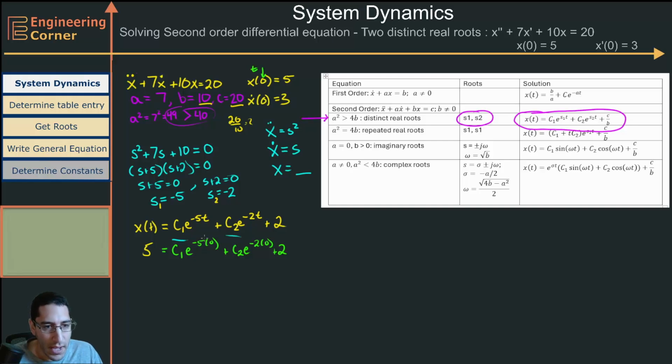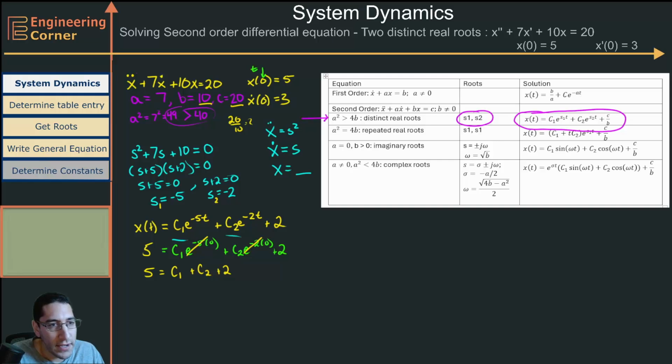Okay. And then I know that 5 times a 0 is a 0, and e to a 0 is a 1. So both of these just become 1s, and I get 5 is equal to C1 plus C2 plus 2. But right now, I don't have enough information to solve this equation. I have 2 unknowns, but I only have one equation.